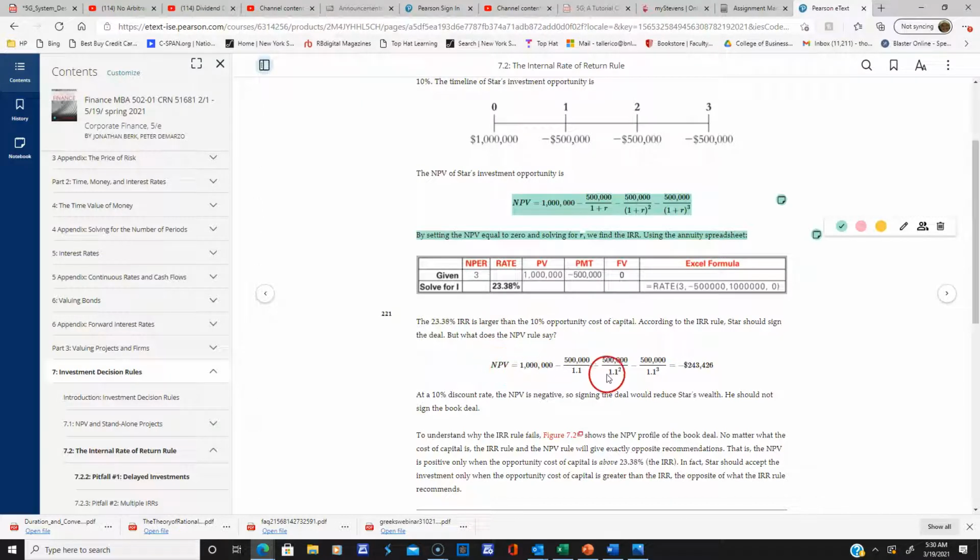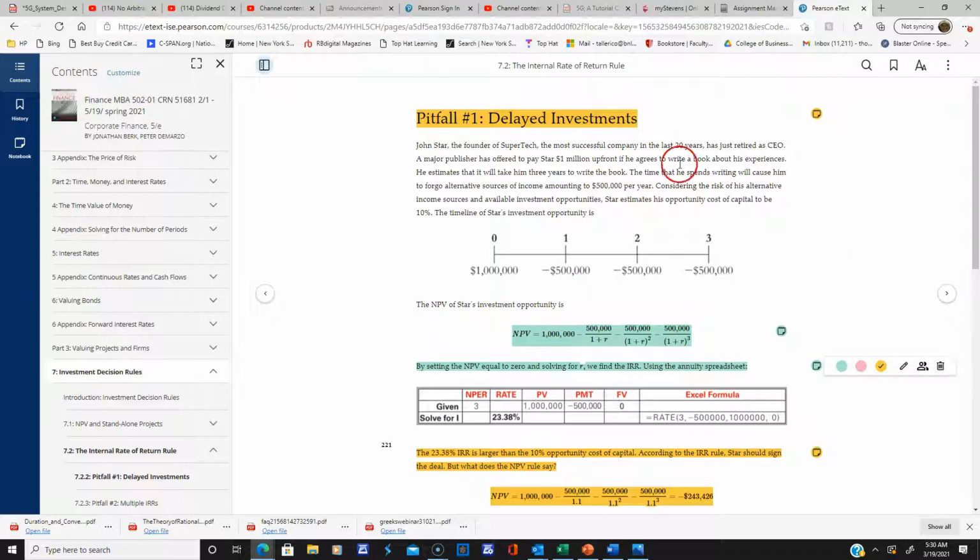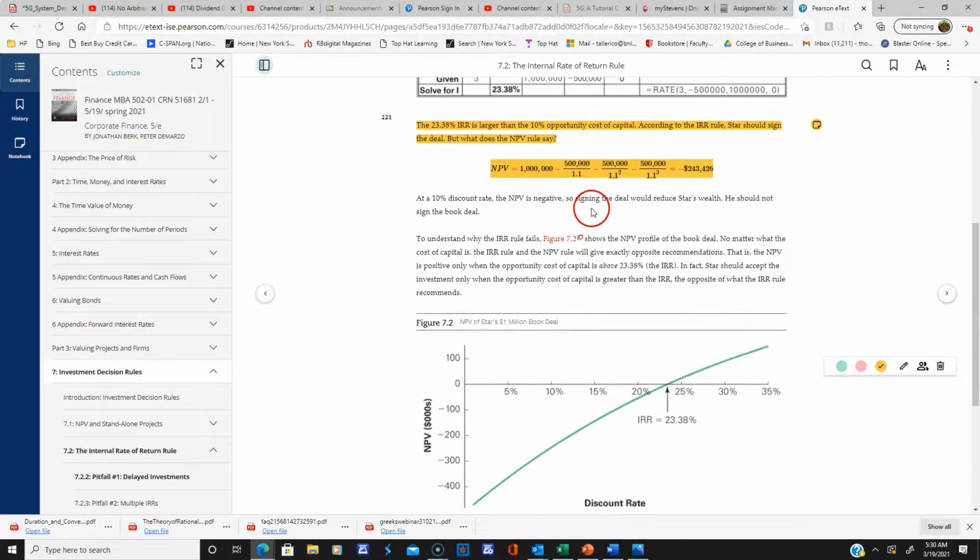But now let's look at net present value here. This is bizarre, isn't it? The net present value says, no, this is negative, and the net present value comes out negative. So there's a discrepancy here, and basically there's delayed investments on this problem. So the net present value says, no, don't do that. So what's going on here?